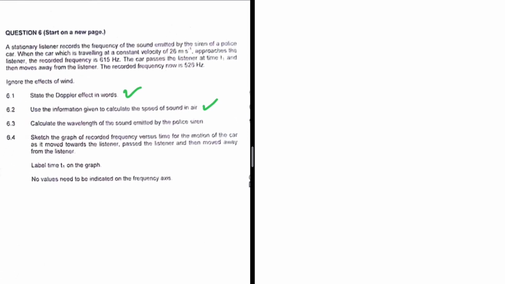A stationary listener records the frequency of the sound emitted by the siren of a police car. When the car, which is traveling at a constant velocity, so we have the velocity of the source right away, so Vs is 26 meters per second, approaches the listener, the recorded frequency is 615 hertz. So the frequency that the listener records, the frequency observed, is 615 hertz. This is when the car is moving towards.